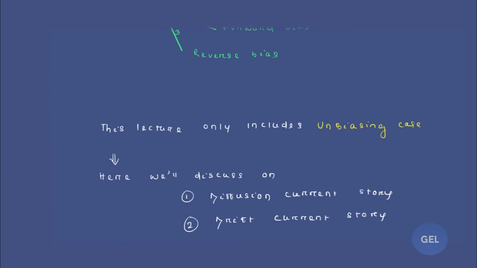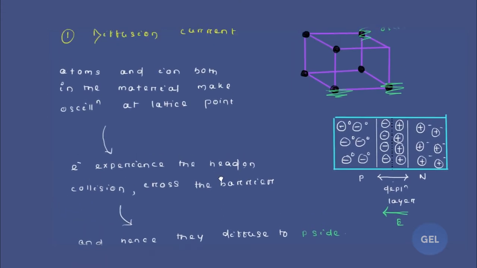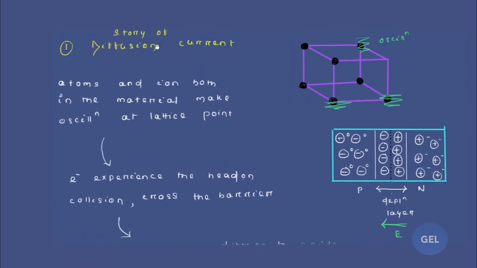Now let's start with the diffusion concept. Let's understand the story of diffusion current. Look here carefully. We took a semiconductor. It could be any kind of semiconductor, whether it is an element type semiconductor or a compound type semiconductor. First, we took a semiconductor and we started doping.